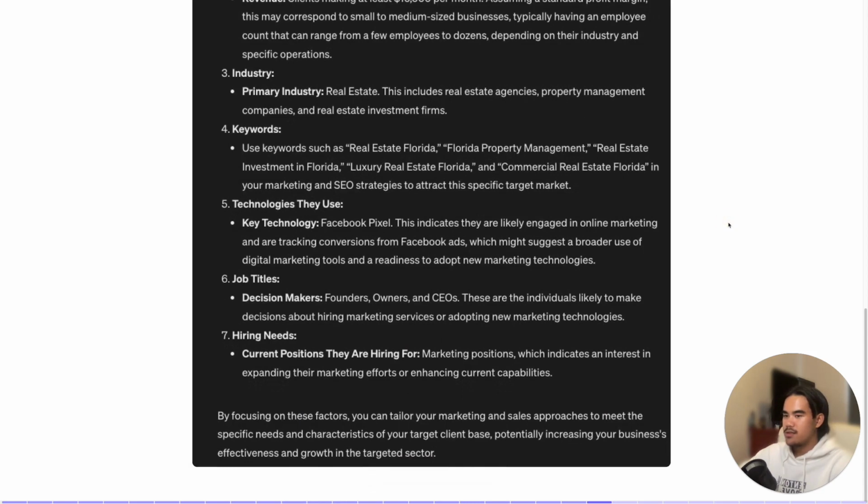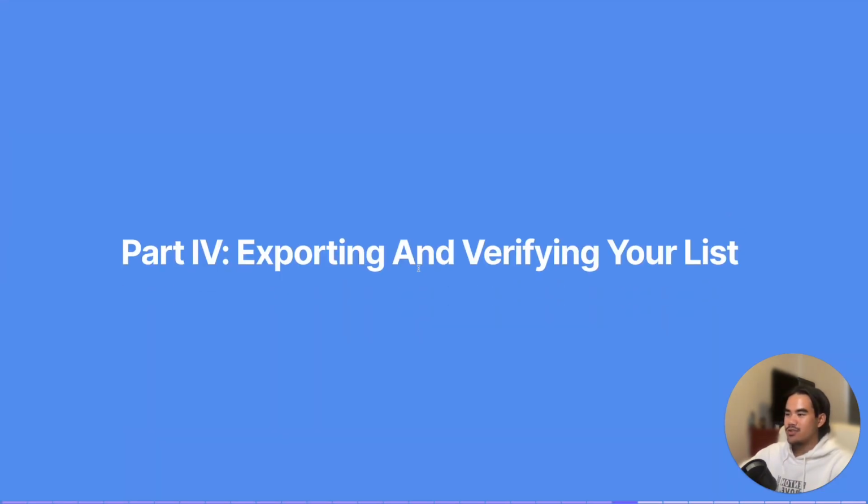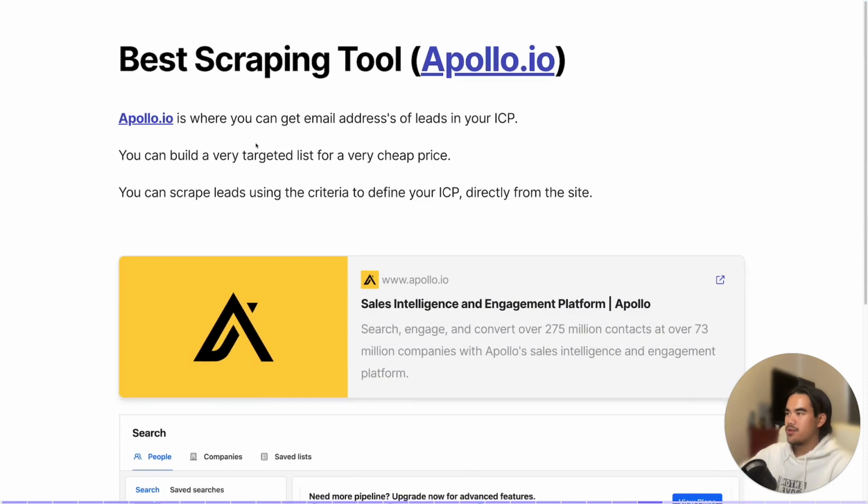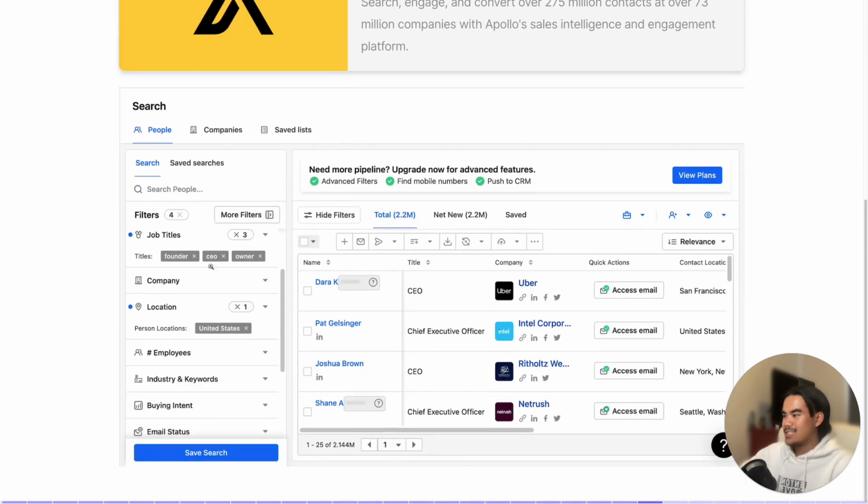So part 4 is actually exporting and verifying your list. The best scraping tool is Apollo.io because you can get the email addresses of your leads in your ICP. You can build a very targeted list for a competitive and very cheap price. And you can scrape the leads using the criteria to define your ICP directly from the site. As we've defined our ICP, which hopefully you've done, you can literally type in the job titles, location, employee count, industry, etc. And this is what it looks like.